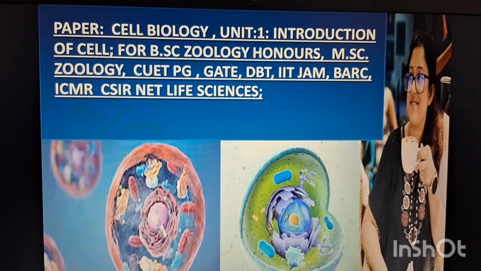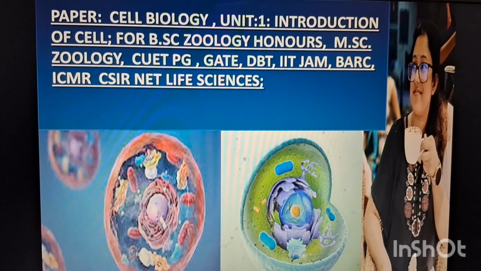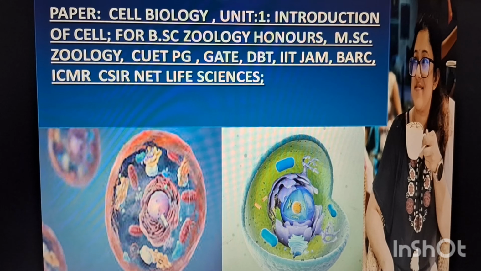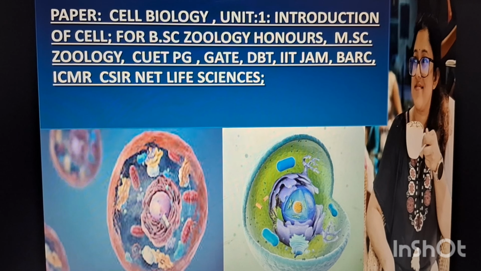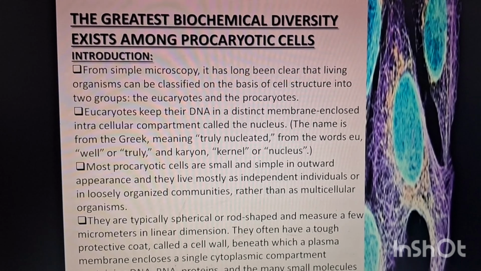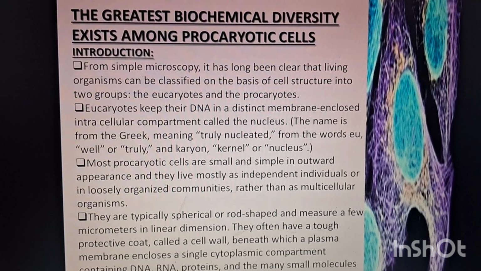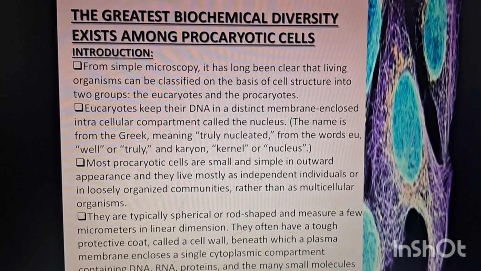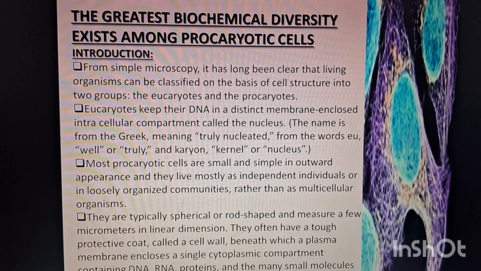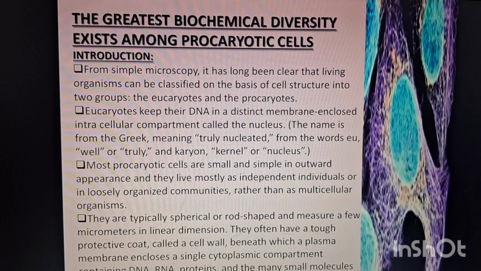Paper Cell Biology, Unit 1, Introduction of the Cell Biology, and the topic is the difference between prokaryotic cell and eukaryotic cell. Let's go. The greatest biochemical diversity exists among prokaryotic cells. So I will discuss a short introduction of the prokaryotic cells.